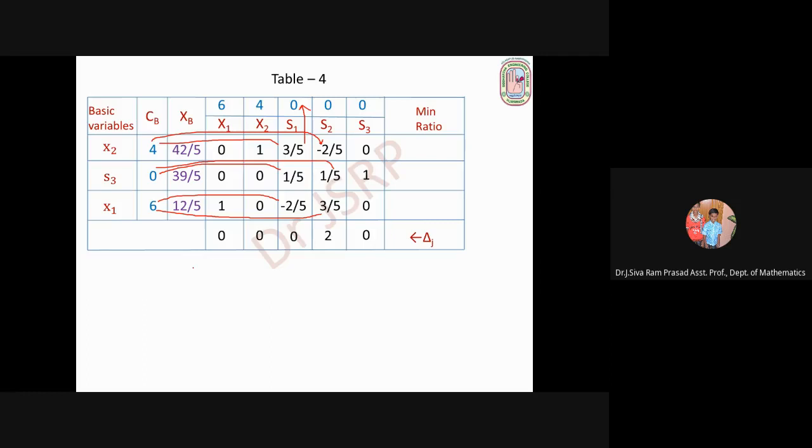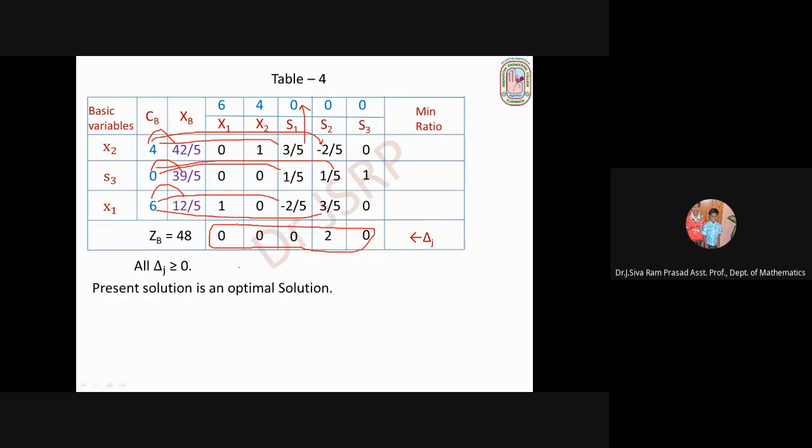Next, objective function value corresponding to this solution. ZB equals CB into XB. So 4 into 42 by 5 plus 0 into 39 by 5 plus 6 into 12 by 5. Simplify that, we get 48. This is the objective function value corresponding to this solution. Here also all delta J are greater than or equal to 0. So optimal condition is satisfied.